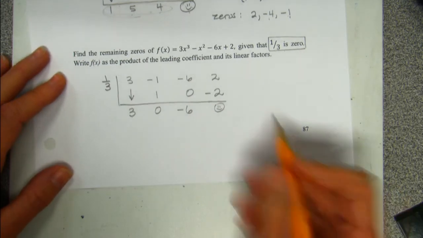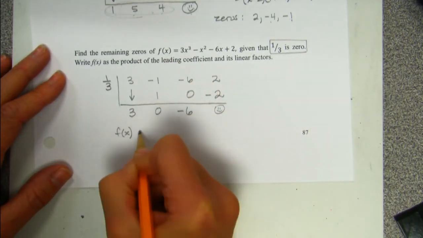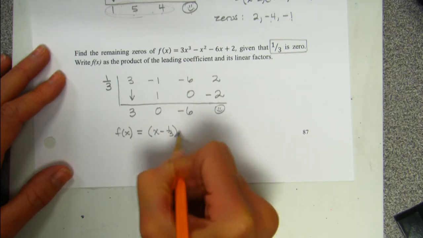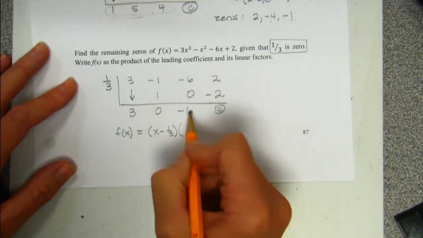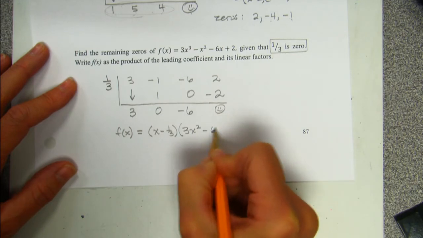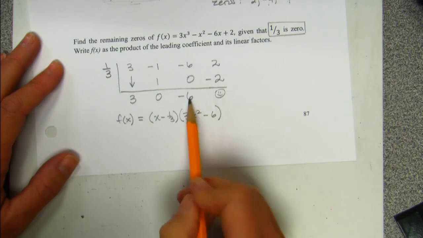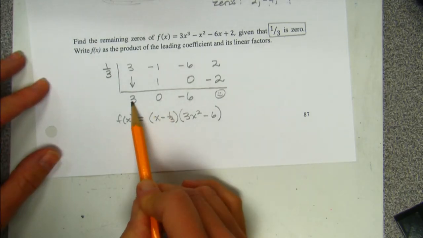That tells me that I can write f of x as x minus 1/3 times the reduced polynomial. This is going to be 3x squared minus 6. Do you see how I got that? Remainder, constant. The x to the first term won't be there because we've got a 0. 3x squared.